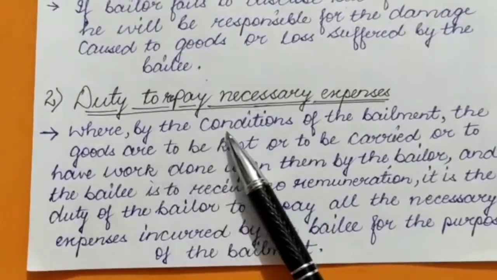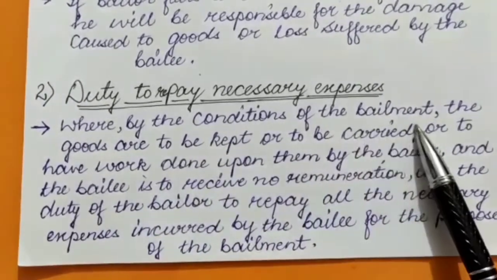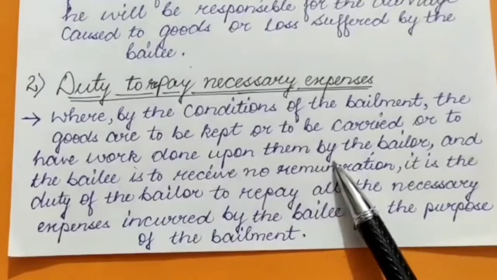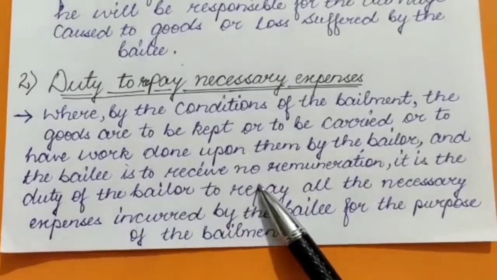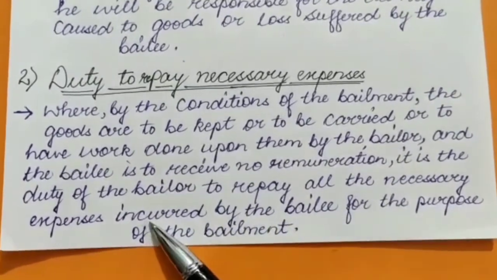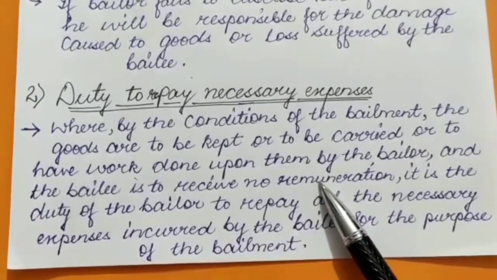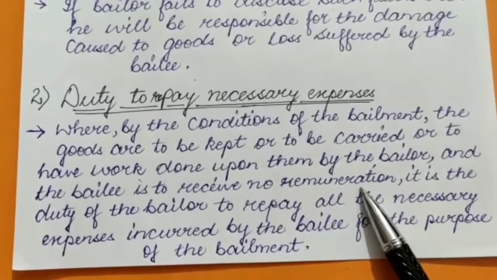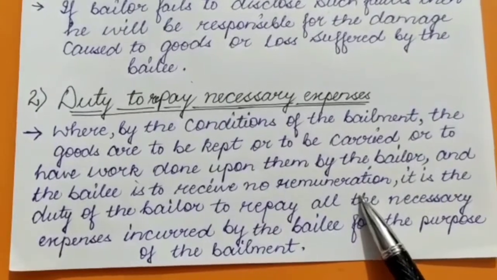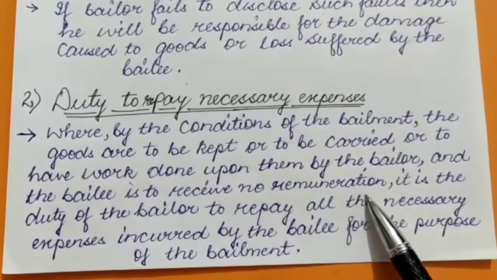Second is duty to repay necessary expenses. Where by the conditions of the bailment, the goods are to be kept or to be carried or to have work done upon them by the bailee, and the bailee is to receive no remuneration, it is the duty of the bailor to repay all the necessary expenses incurred by the bailee for the purpose of the bailment. Thus, where a horse is bailed without reward for safe custody, it is the duty of the bailor to reimburse the bailee for usual feeding expenses of the horse as well as for the medical expenses if any.